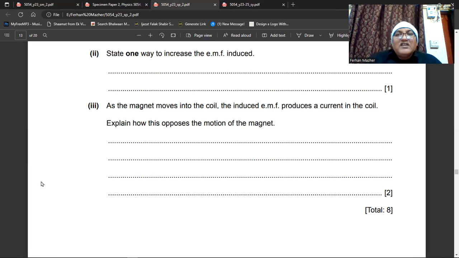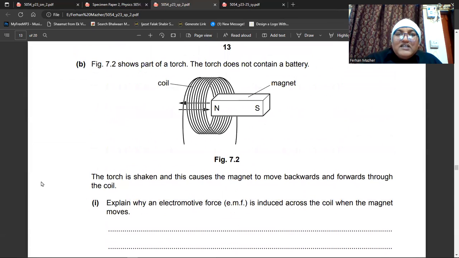For example, the north pole of this permanent magnet is approaching the right side of the coil. For example, this is a scenario. So the north pole of this permanent magnet is going near the right side of the coil.